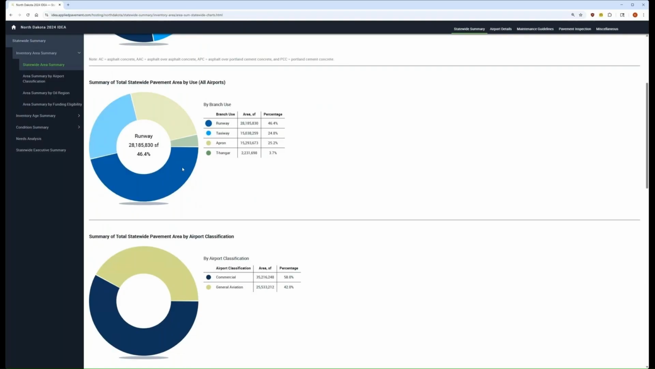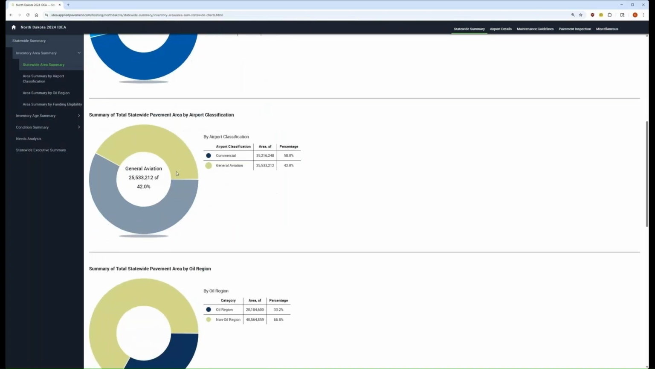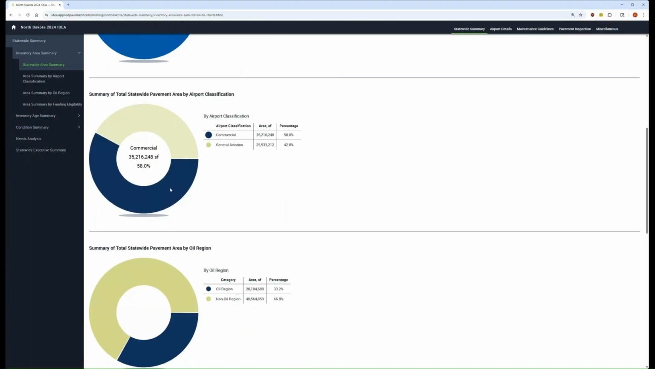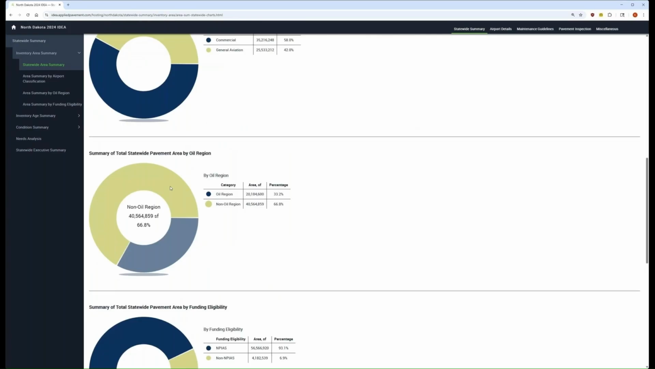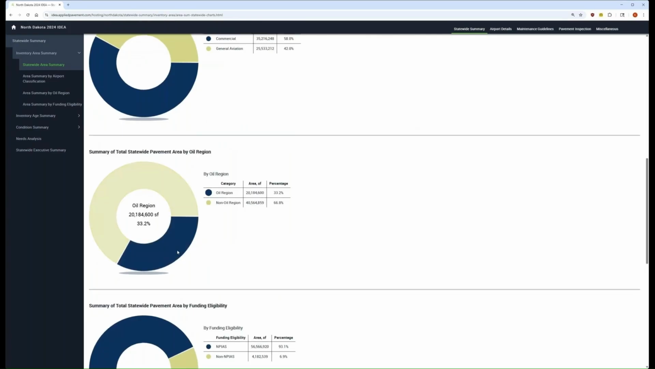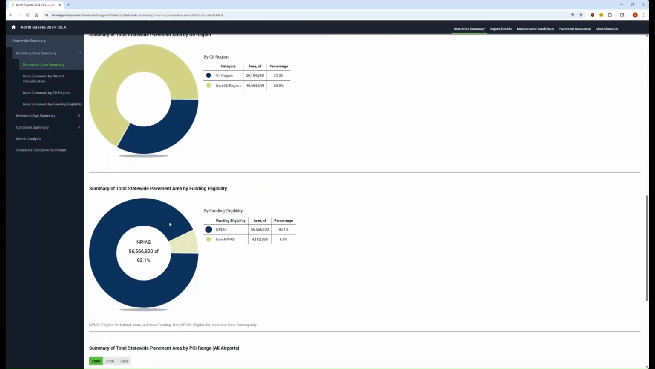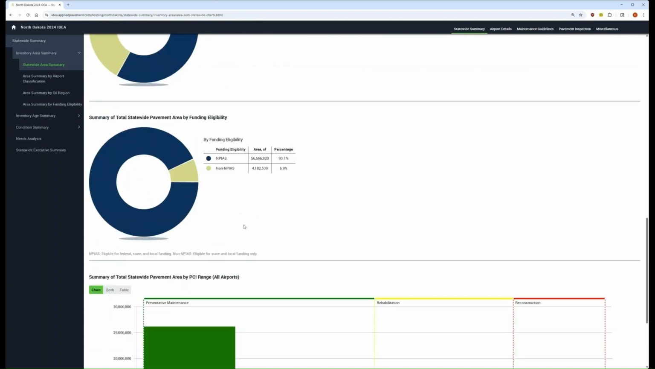As you scroll down, you'll notice there are area summaries based on use: runway pavements, taxiways, aprons, with runway pavements composing the majority of the pavement, more than the other three types of uses here. And then there's also some things broken up between the square footage in the commercial airports versus the general aviation airports, whether they're in the oil region or non-oil region, as well as whether it's part of the NPIAS, the National Plan of Integrated Airport Systems, or non-NPIAS.